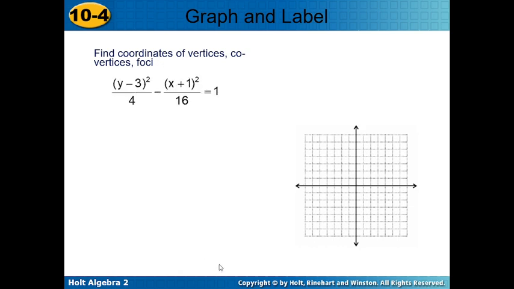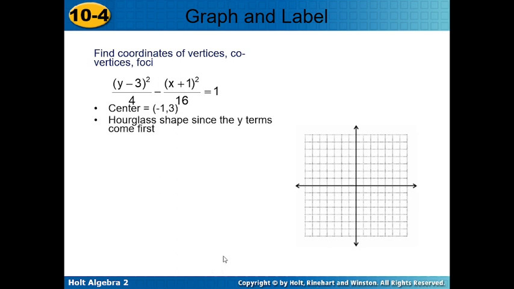Okay, so next, first we're going to find the coordinates of vertices and co-vertices. Now, we have the values of h and k. Our h is 1, and the value of k is 3. So our center in here is -1 and +3. Correct. So that's our center. Since you can see that our a is at y, your vertices lie vertically.